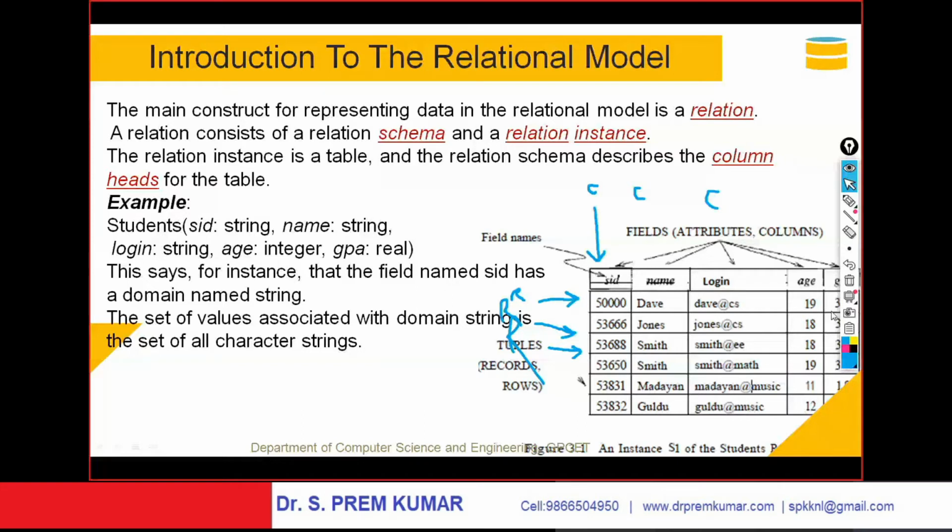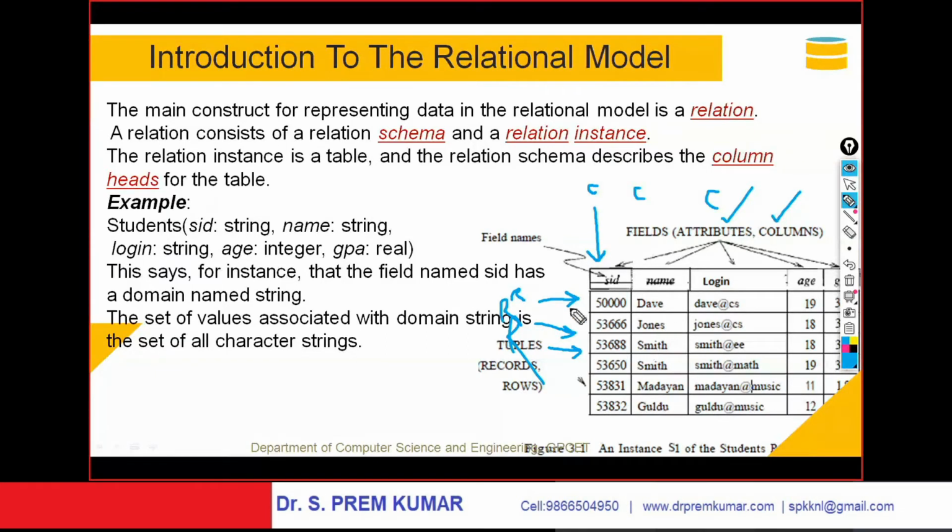All these are called columns, or we call them attributes. The attributes of the ER diagram are converted into the columns. Observe carefully: Student ID, name, login, age, grade are called attributes, or columns, or simply fields. The fields of a relation. This entire structure is called a relation.